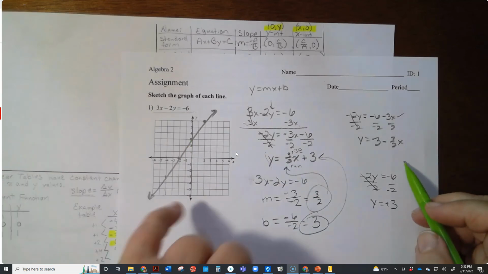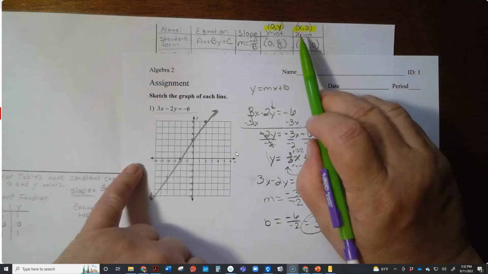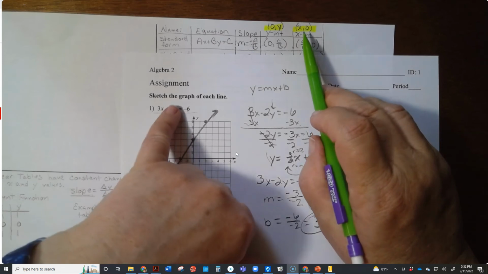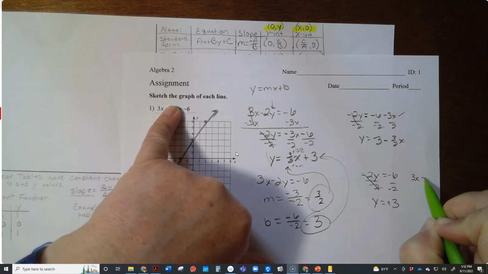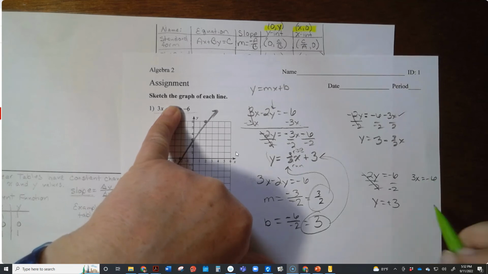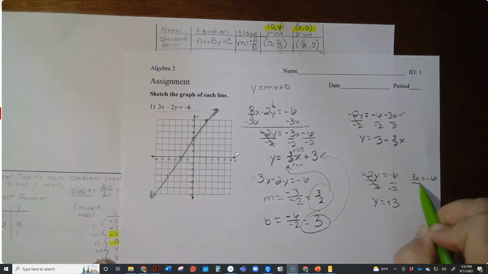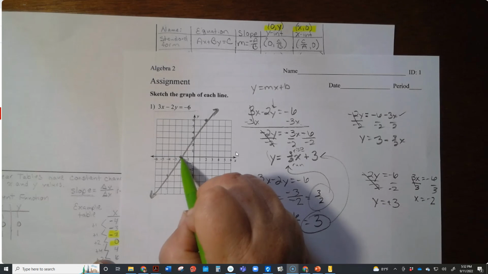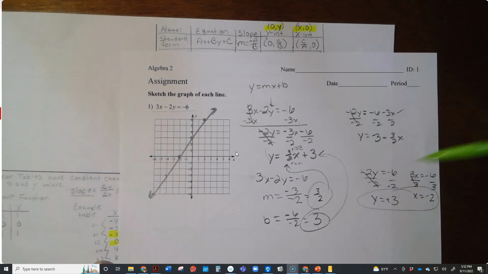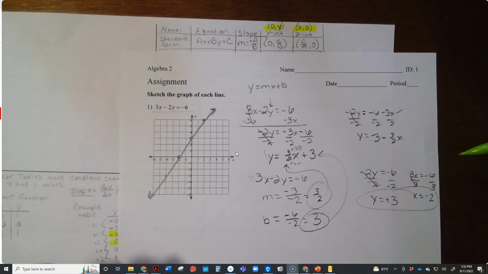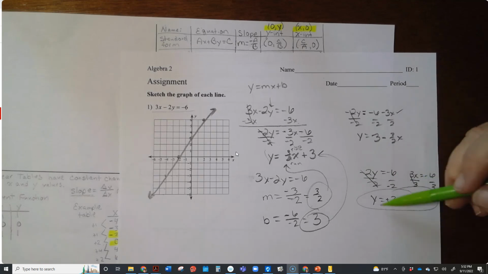Now to find the x-intercept, you plug in 0 for y. If I plug in 0 for y, I get 3x equals negative 6. And then all I got to do is solve that equation, divide by 3, and x is equal to negative 2. And there's my x-intercept, there's my y-intercept. I found both of them just by plugging in 0 for the opposite. That's the quickest, easiest way.